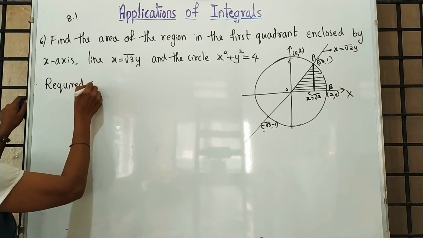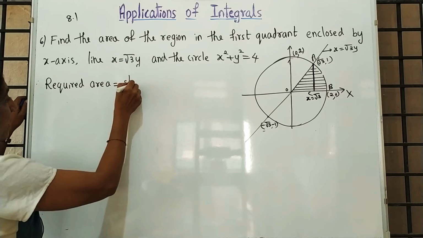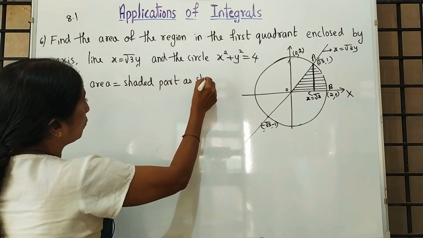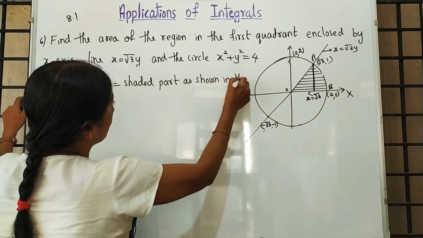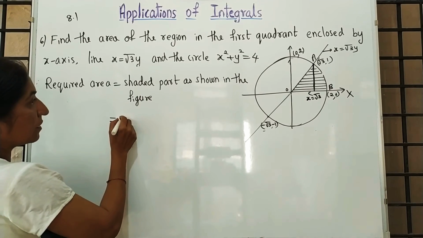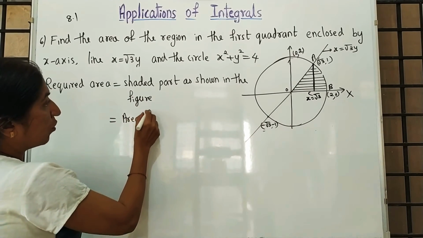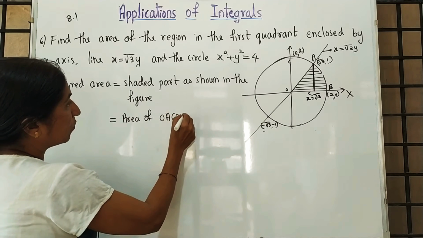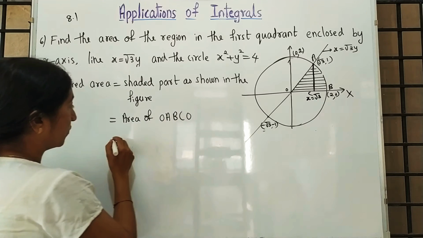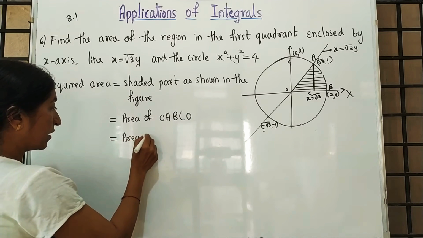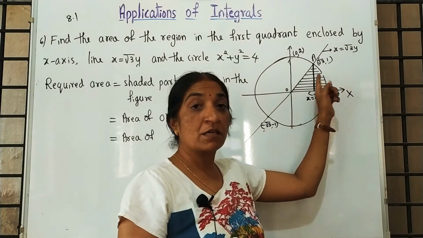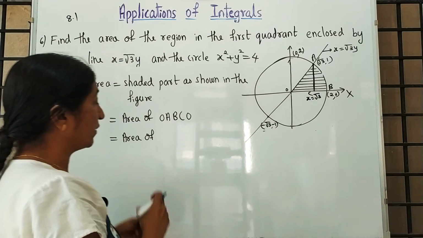Required area is equal to the shaded part as shown in the figure. Next, it is the area of OABCO, that is equal to the area of, now complete. Why are we not taking it complete? Because one is a straight line and one is a curve, we cannot write it completely, that's why we are dividing.